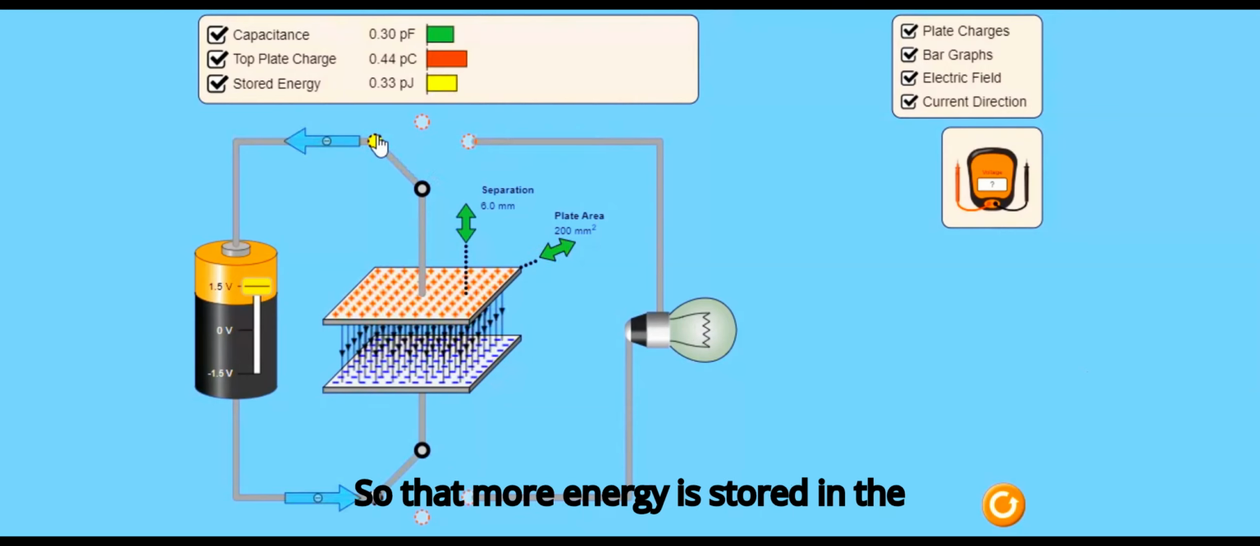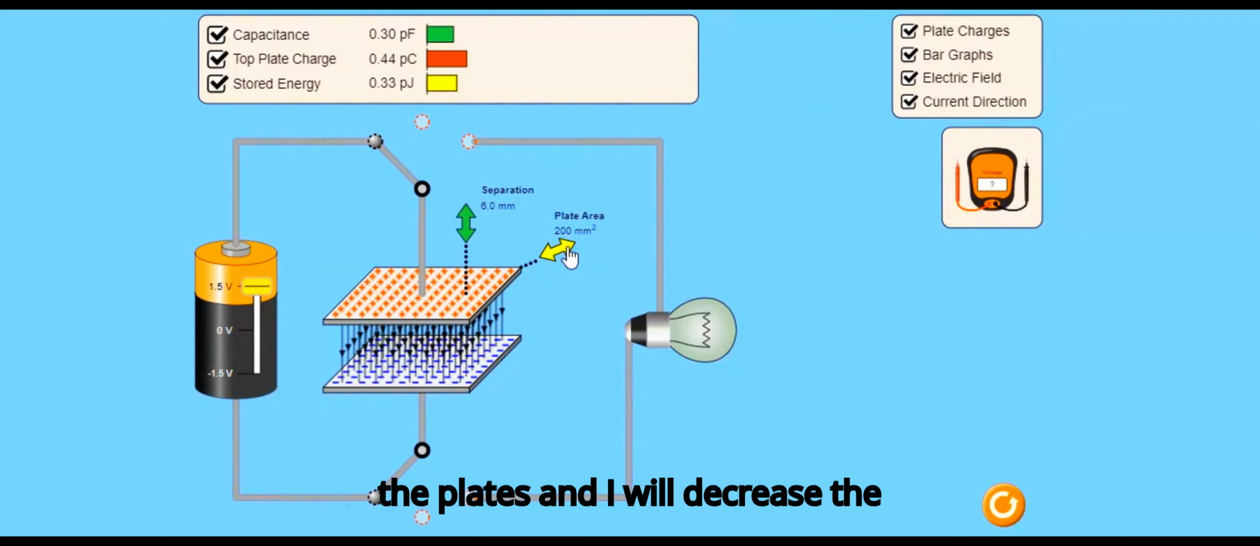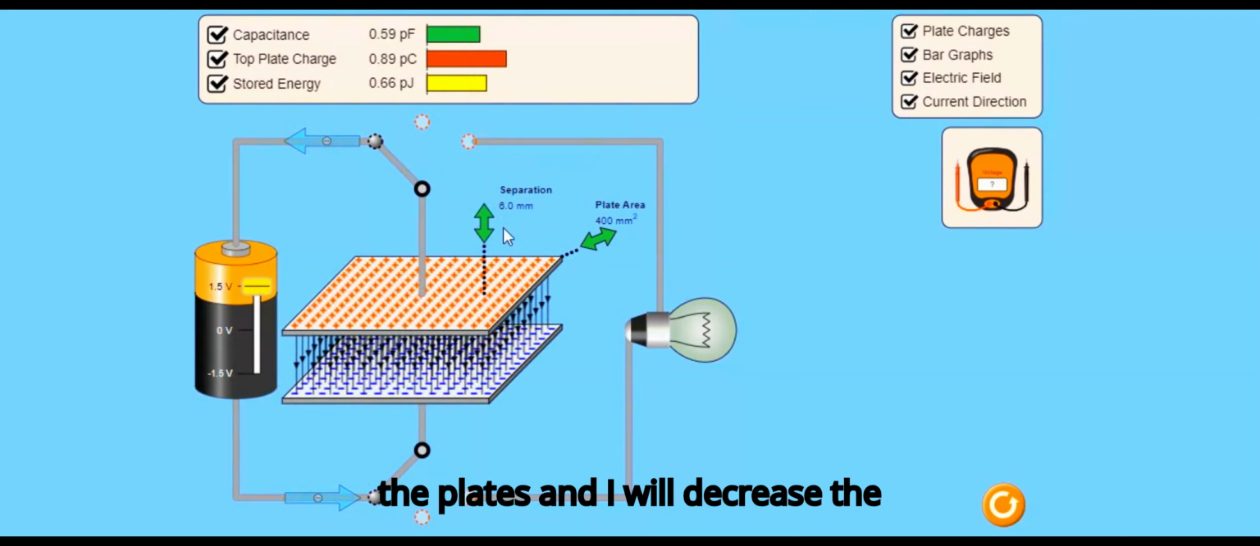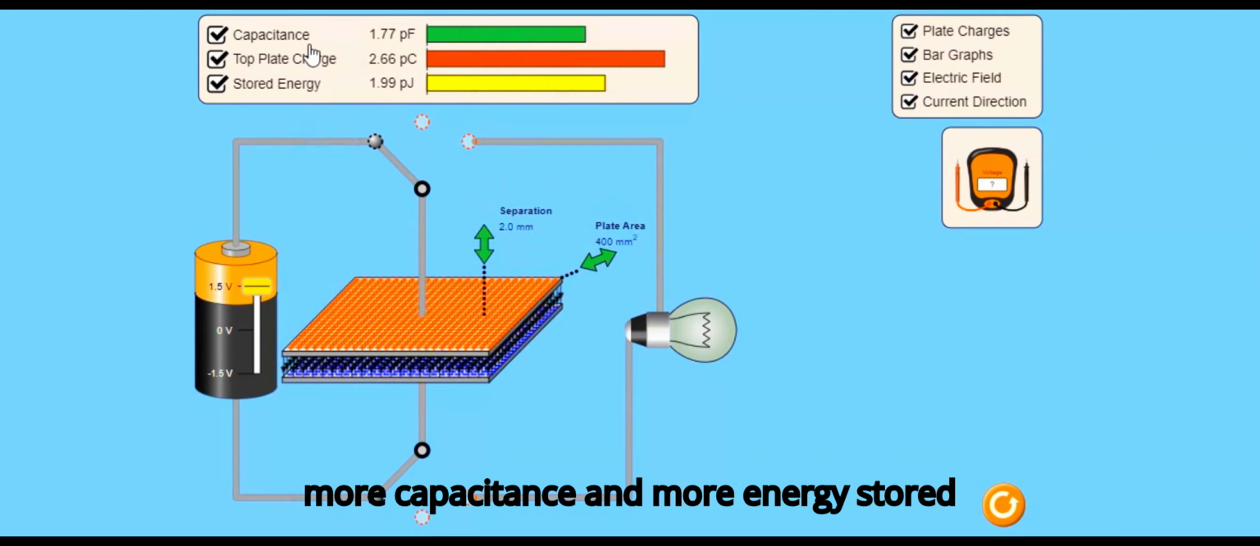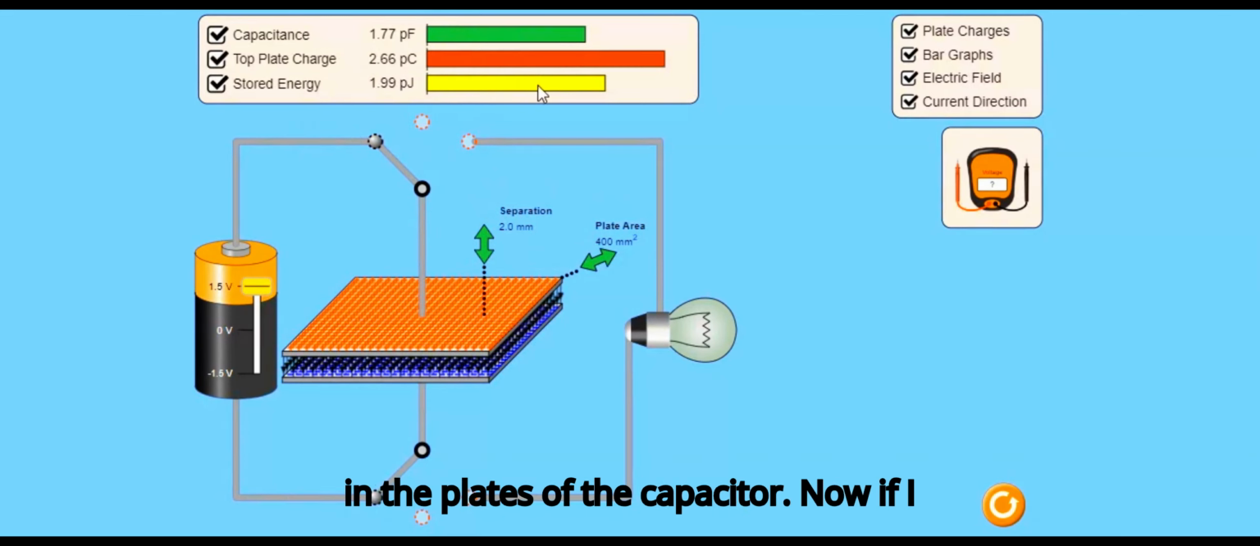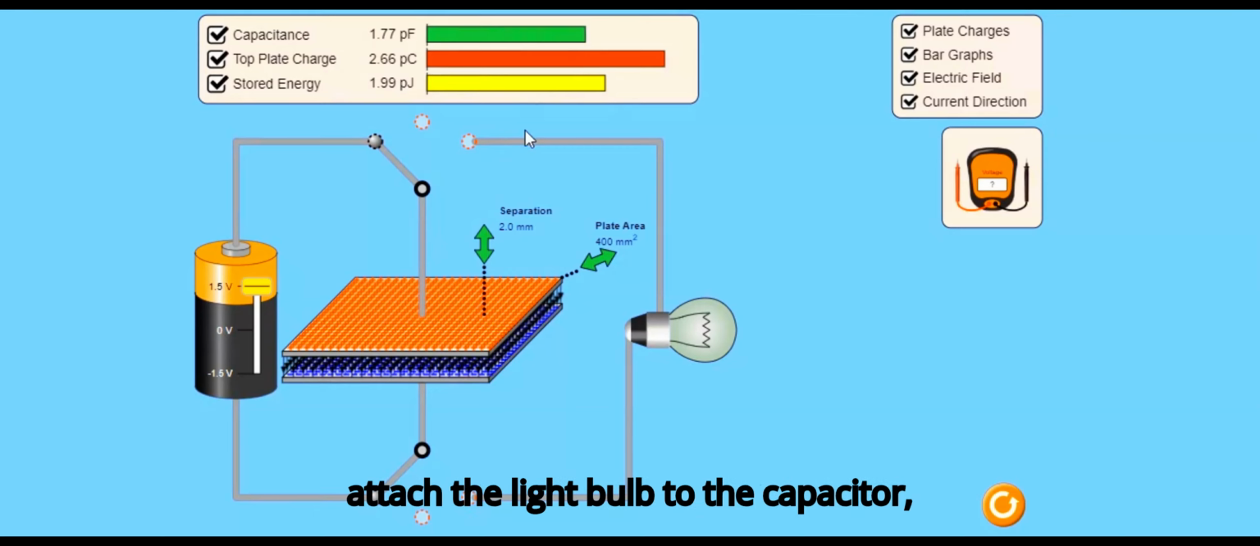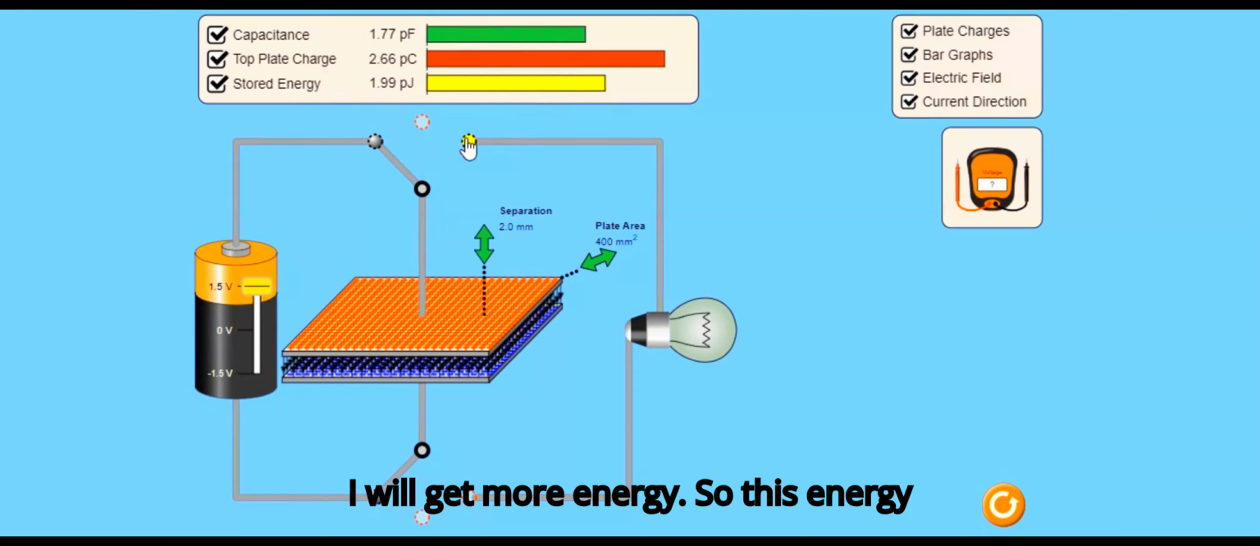Now I want more energy to be stored in the capacitor. So that more energy is stored, I will increase the area of the plates and decrease the separation between the plates. Now I have more capacitance and more energy is stored in the plates of the capacitor.